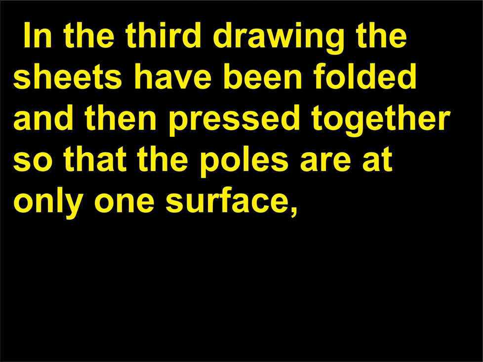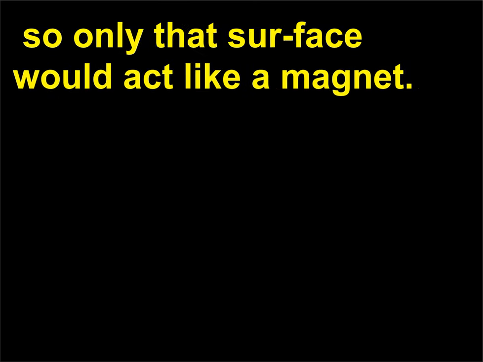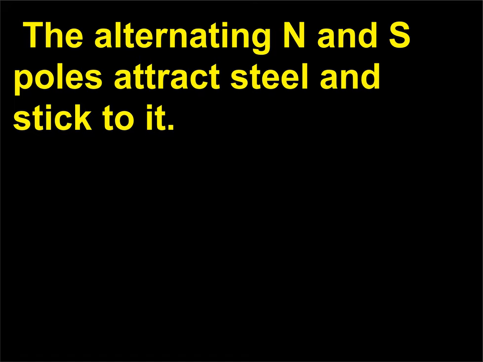In the third drawing, the sheets have been folded and then pressed together so that the poles are at only one surface. So only that surface would act like a magnet. The alternating N and S poles attract steel and stick to it.